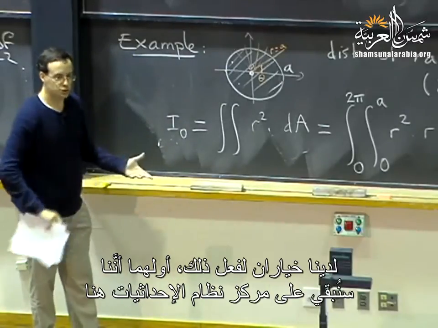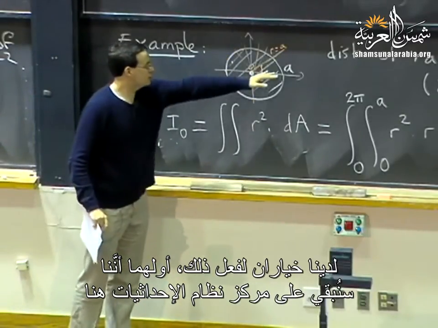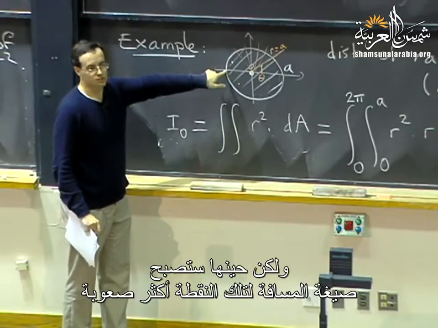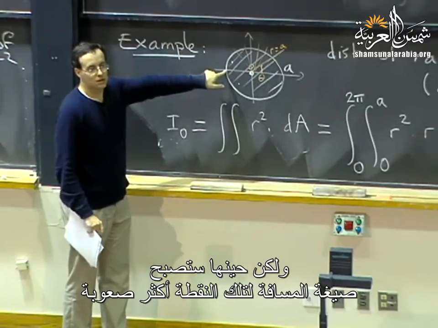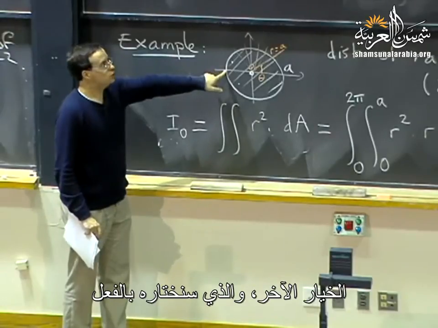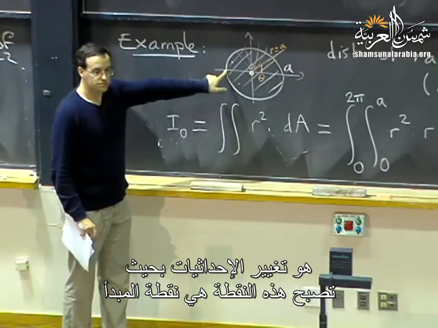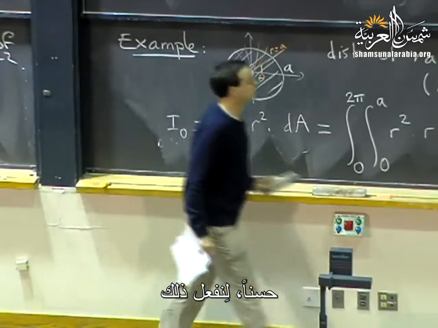Well, we'll try to compute now the moment of inertia about this point. So we have two options. One is we keep the system of coordinates centered here, but then the formula for distance to this point becomes harder. The other option, which is the one I will choose, is to change the coordinates so that this point becomes the origin. Okay, so let's do that.